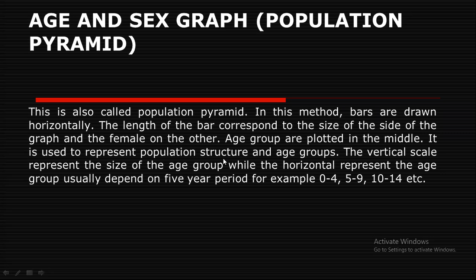Rarely do they give information which is maybe 6 or 8. It is usually in the range of 0 to 4, 5 to 9, 10 to 14, something like that. So that is what we look at under age and sex graphs.